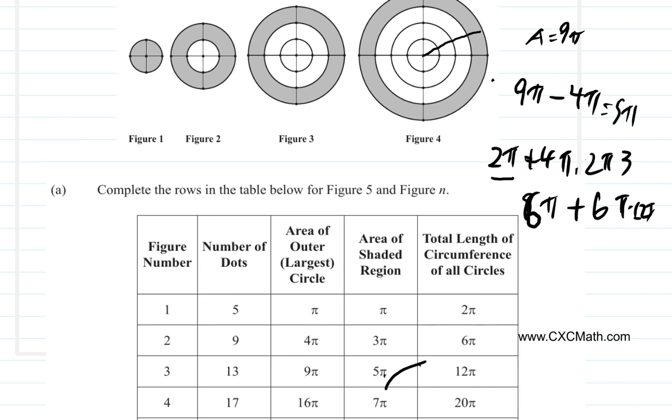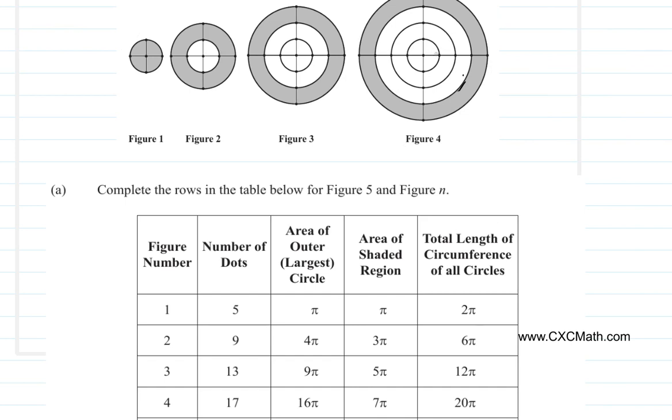Area of a shaded region here would be pi r squared, 16 pi minus the inside circle, which is 9 pi, and then 16 minus 9 is 7 pi. So that's how they get the 7 pi. Good. And then the total of 20 pi.